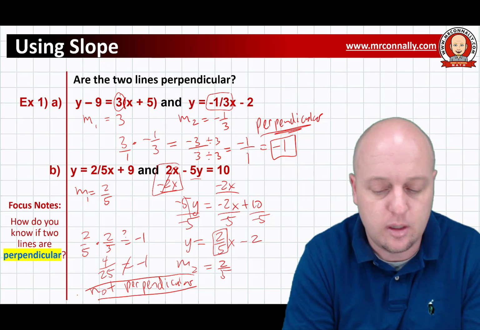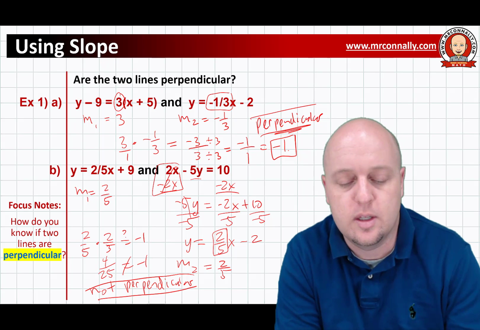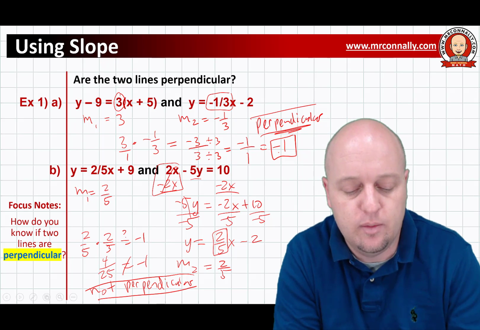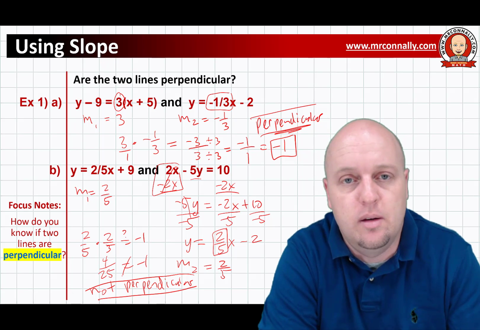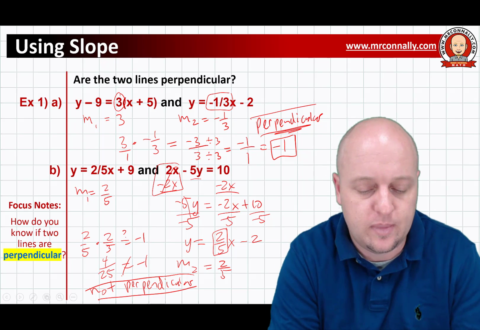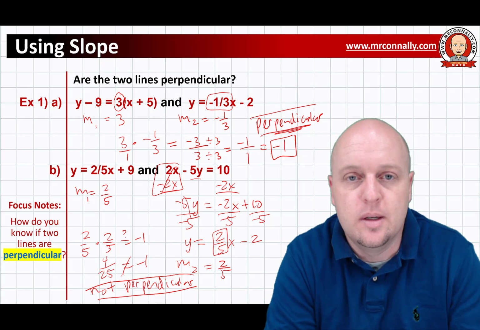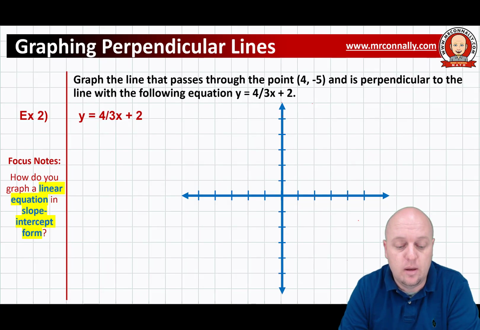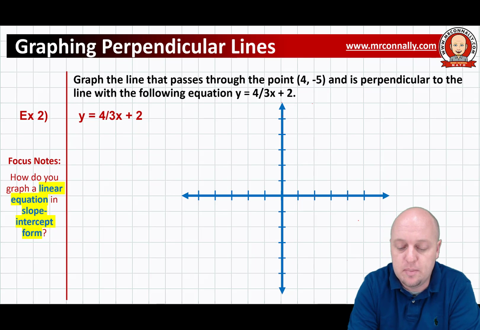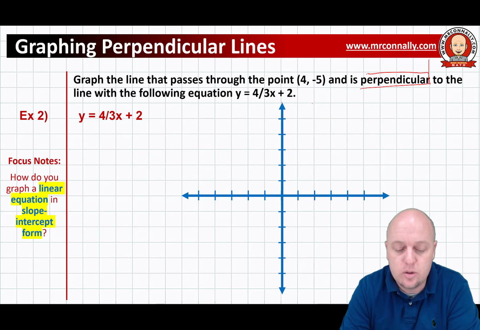So they're not perpendicular. These ones are, because they multiplied and they gave us -1. This one does not give us -1. So therefore, they are not perpendicular. Okay, let's move on to graphing. All right, graphing perpendicular lines. We want to graph the line that passes through the point 4, -5 and is perpendicular to the line with the following equation, y equals 4/3 x plus 2.